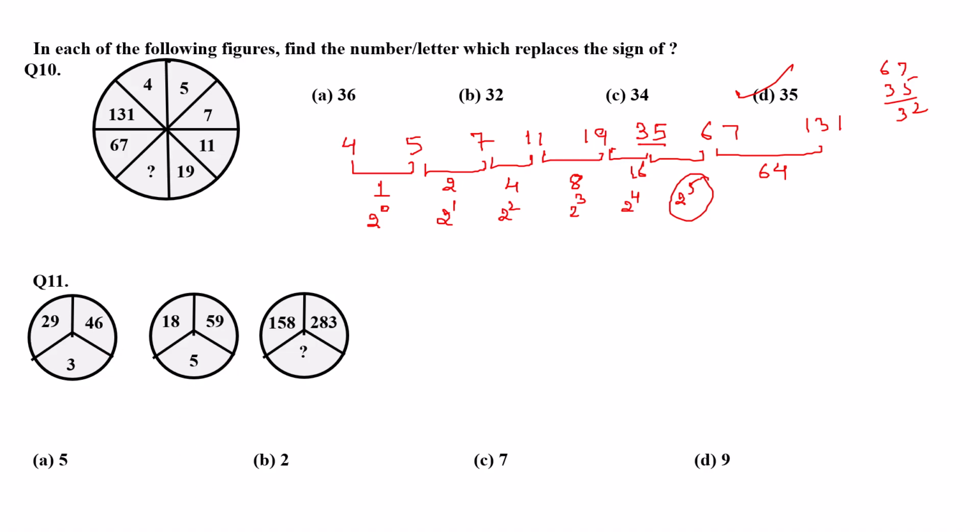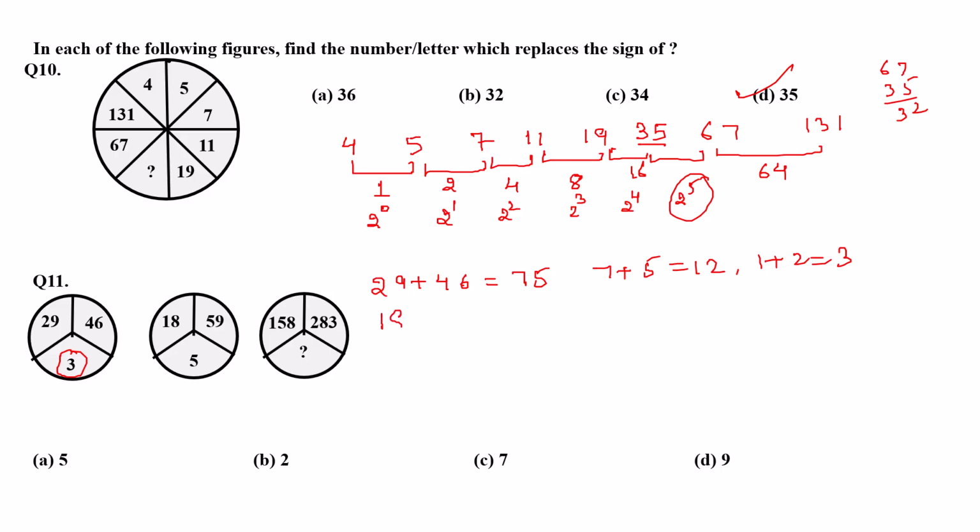So let's add the numbers 29 and 46. If I add, what will I get? So 29 plus 46 will give me 75. And 75, if I add the digits 7 plus 5, I am getting 12. Again 1 plus 2 will give me 3. So here it is matching with 3, isn't it? So that could be one of the patterns.